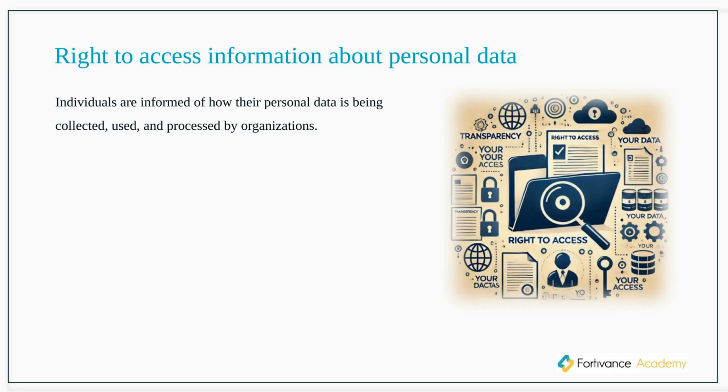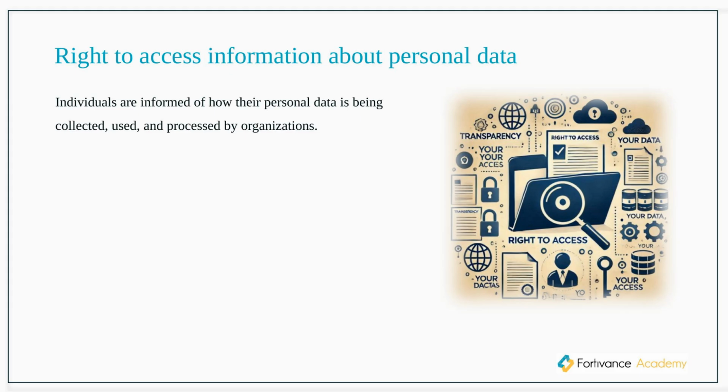Let's discuss rights of data principals. We'll discuss an important right that individuals have: the right to access information about personal data. So, what does this right entail? Essentially, it empowers individuals, known as data principals, to request information about the personal data that is being processed by a data fiduciary. This is all about transparency and giving you control over your personal information.